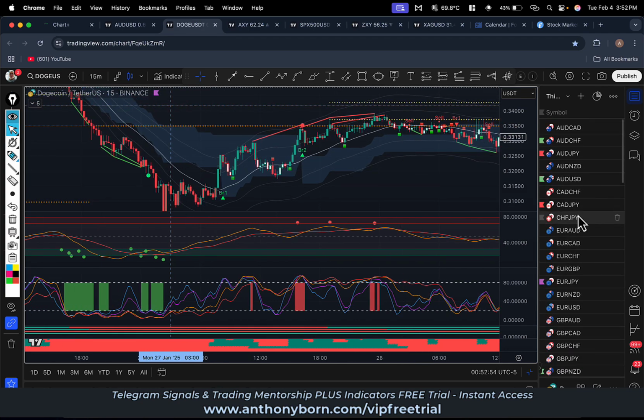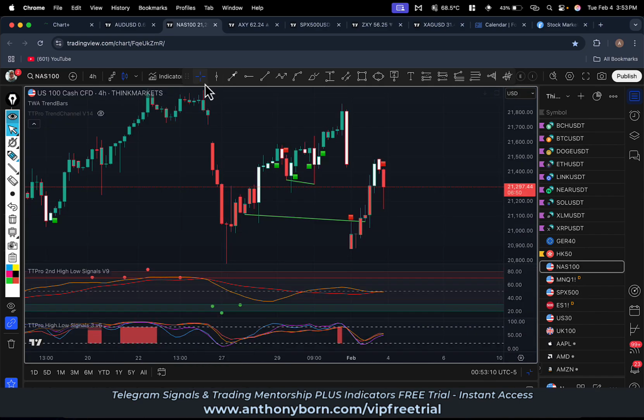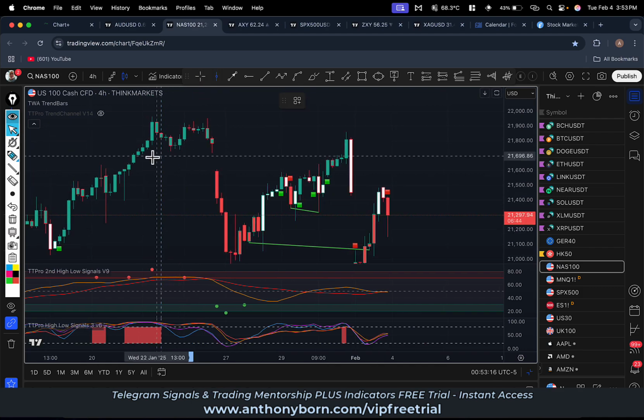Let's just pick something else randomly. I don't know. What have we got? Let's have a look at the NAS 100. There you go. 4-hour time frame. And I mean, you can see that these worked out. Well, there's one there. I'm just trying to find some that may not have given us such a great outcome. So there's one there. But I mean, look at the rest of these were fantastic.